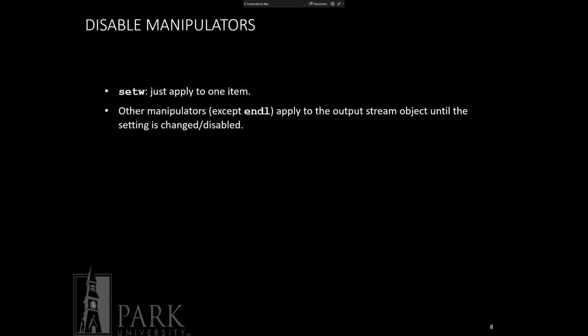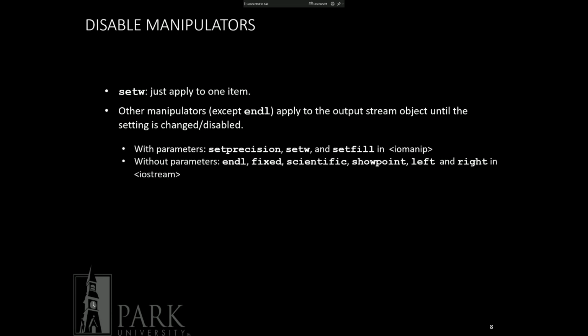Other manipulators, except for endl, apply to the output stream object until the setting is changed or disabled. Okay, so these are the ones with parameters like setprecision and setfill. And again, those without parameters are endl, fixed, scientific, showpoint, and left and right in iostream. Okay, again, setw does not require you to disable it. It's just showing you the manipulators that are in the 2 different libraries.